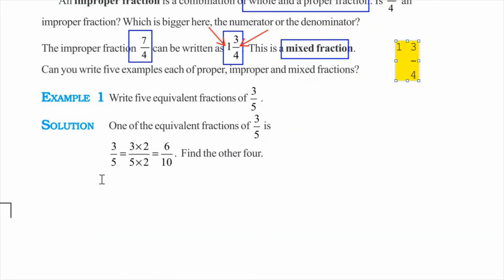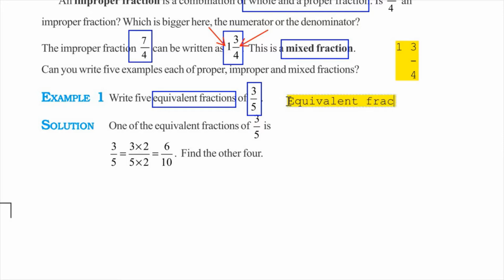Let us move on to the examples. Example 1. Write 5 equivalent fractions of 3 by 4. In the previous classes, you would have learned that equivalent fractions are those which have the same value. This means that after simplification, all equivalent fractions will reduce to the same fraction.